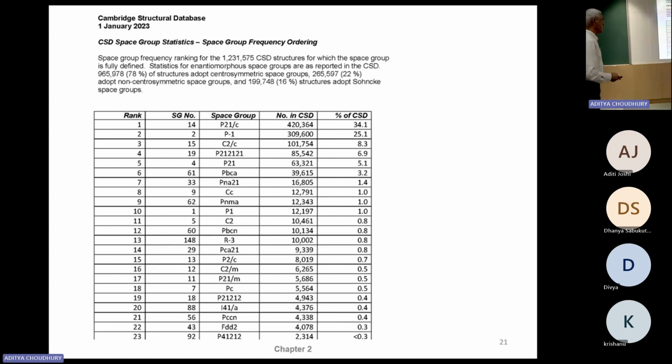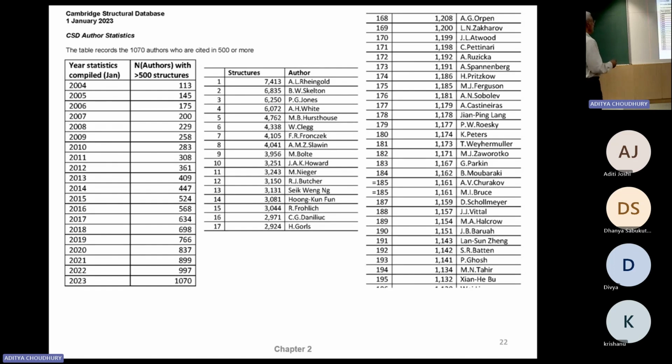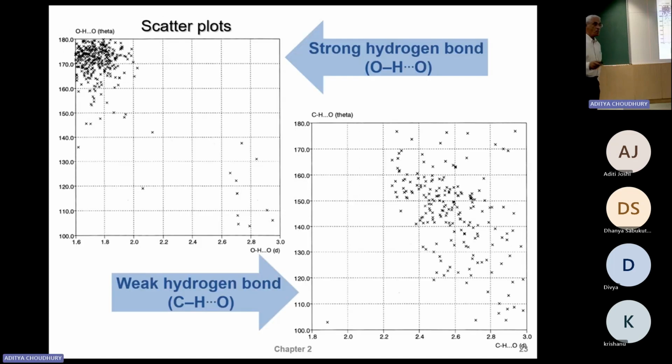And an additional one, which I didn't give to you: if you're a crystallographer, it will tell you who got how many structures. I mean, this author statistics also gives the number of authors with more than 500 structures. From 2004, it's only 113 out of 223,000 people. And also who got the more number of crystal structures, Rai Gold. Okay, and I'm surprised to see even my name after a few years after my retirement. So, see here, I'm still there. This kind of information you can get.